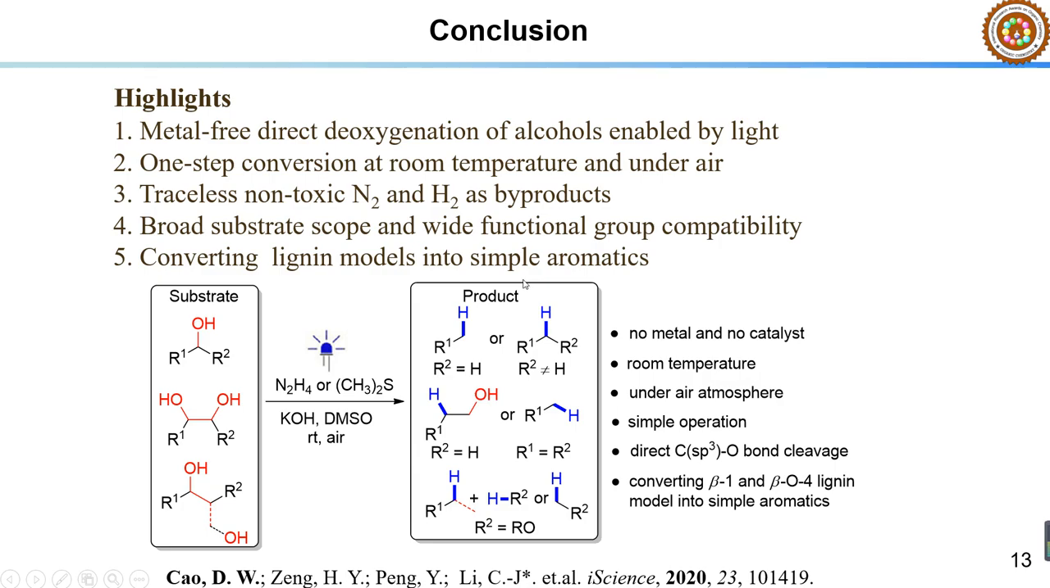In conclusion, we described a photo-induced metal-free direct deoxygenation of alcohols with hydrogen at room temperature in an air atmosphere. This strategy has the following highlights. 1. Metal-free direct deoxygenation of alcohols enabled by light. 2. One-step conversion at room temperature and in air. 3. Traceless, non-toxic nitrogen, hydrogen and water byproducts. 4. Broad substrate scope and wide functional group compatibility. 5. Converting lignin models into simple aromatics.